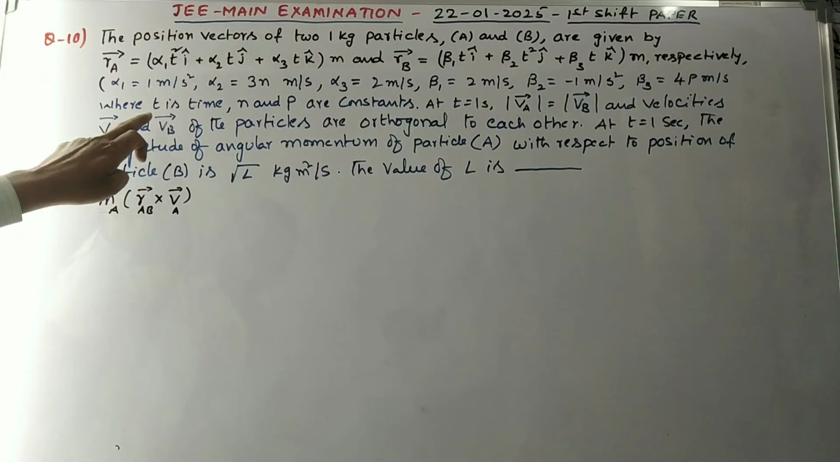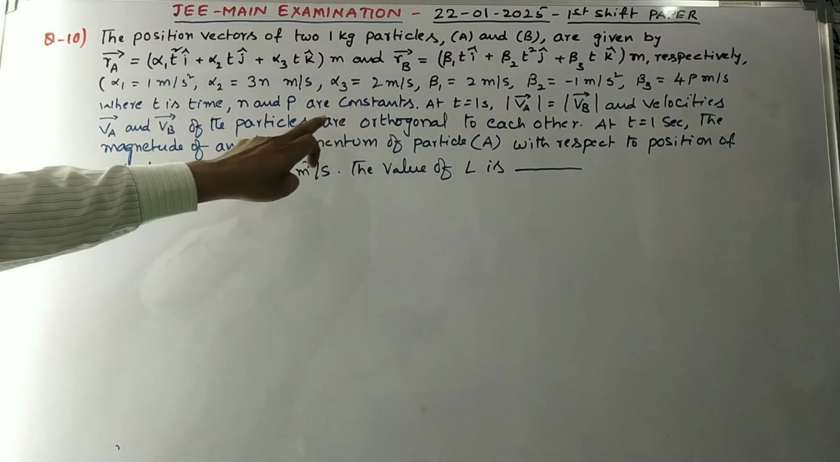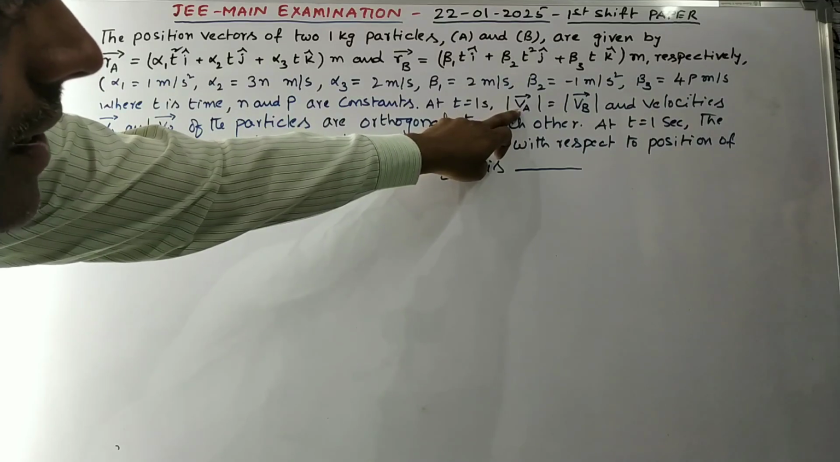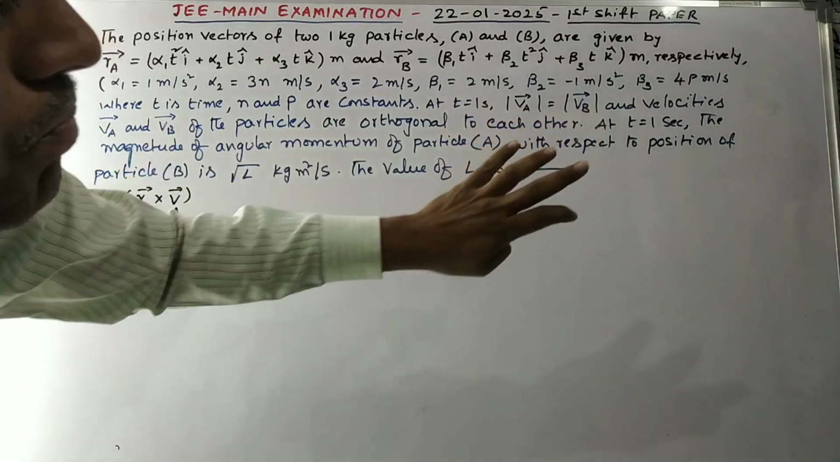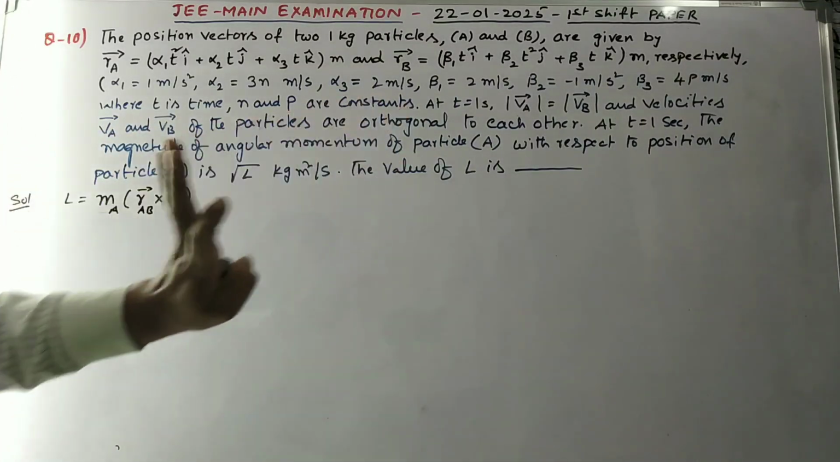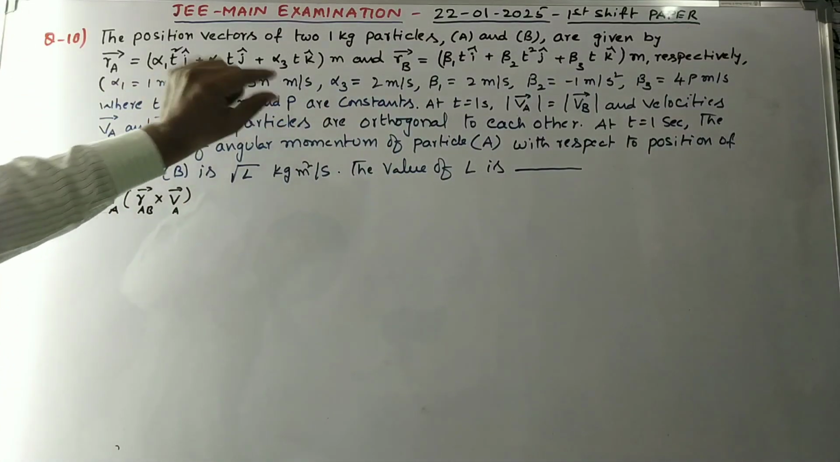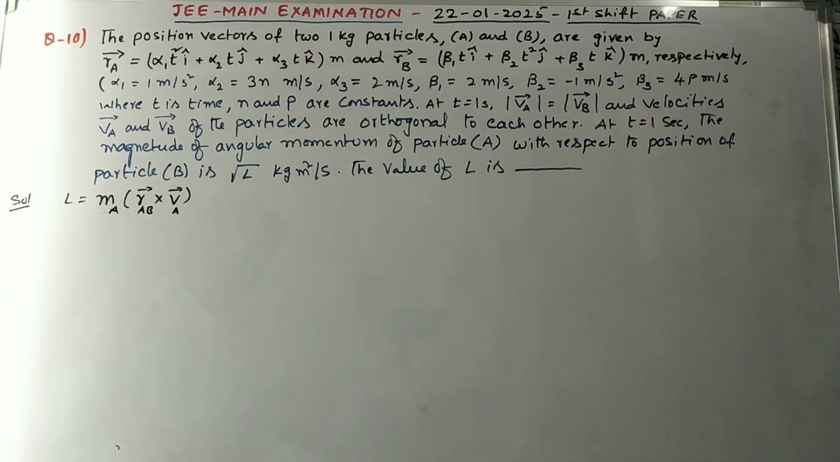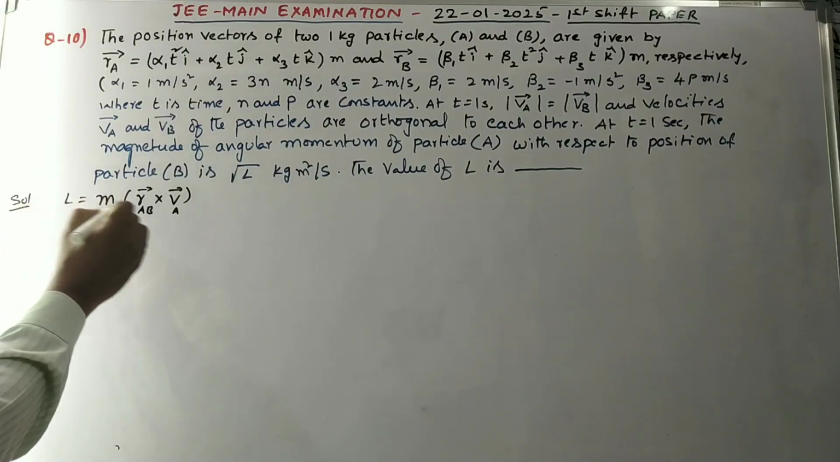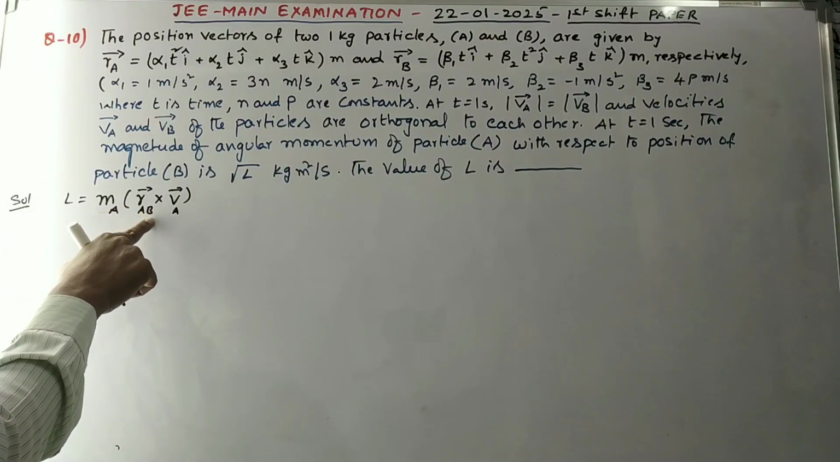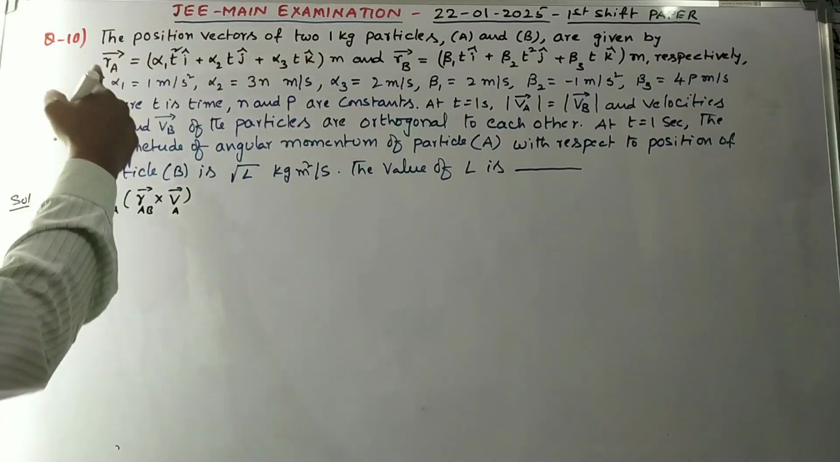At time t equal to 1 second, the magnitude of velocity of particle A equals the magnitude of velocity of particle B. Moreover, those two are orthogonal. To use this, you should calculate the position vector of particle A with respect to B. For that, you can use this sentence.